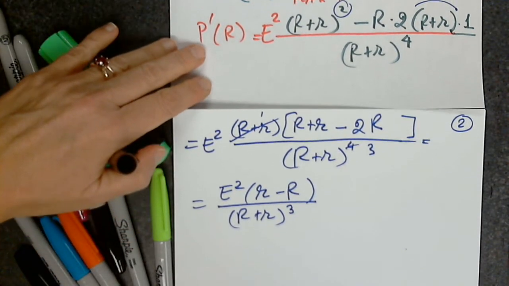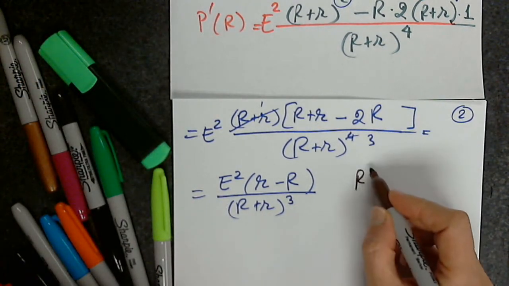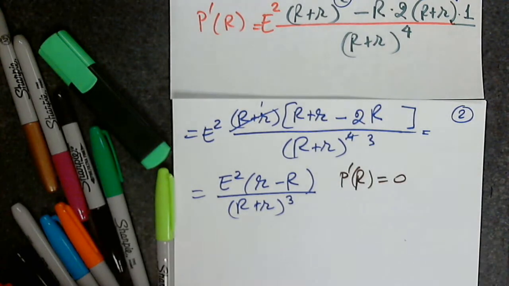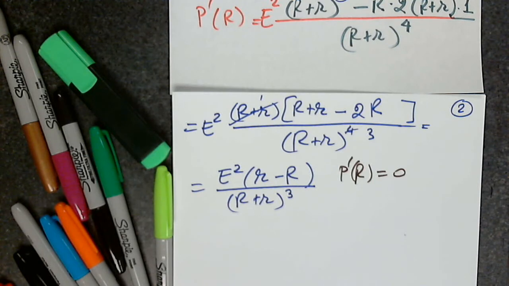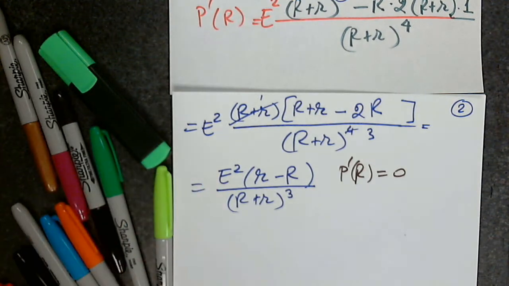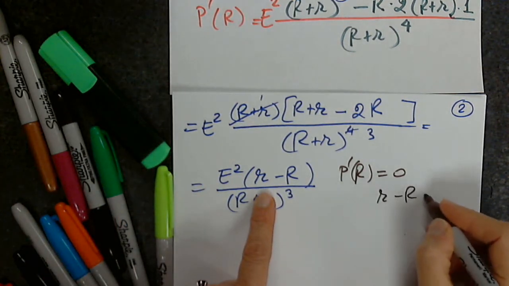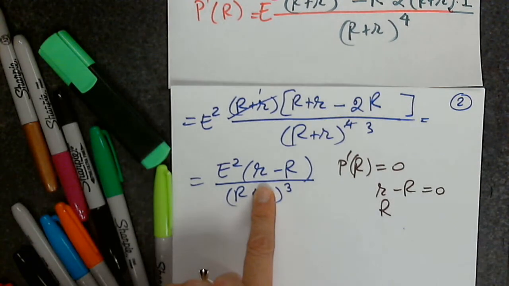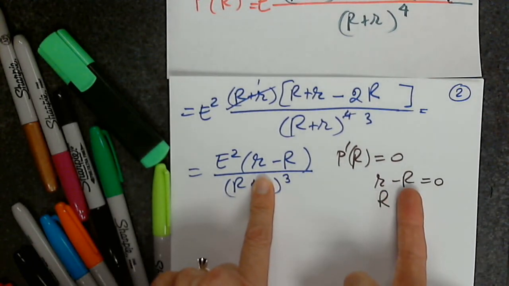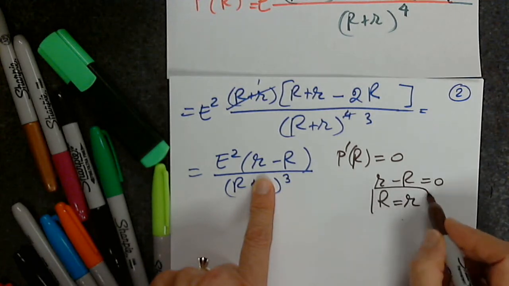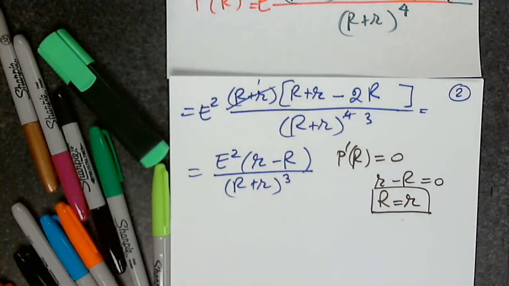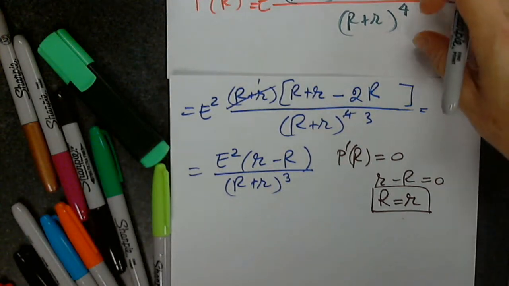Now what? Exactly. P prime of R set equal to 0. When is the ratio 0? When the top is 0. But E squared is a constant. So when r minus R is 0. So obviously I'm solving for uppercase R. Little r is a constant. Uppercase R is the variable in the problem. So this is it. I found a critical number. But I don't know if this critical number turns into a max or a min. I have to convince you that indeed R equals lowercase r will turn into a maximum.